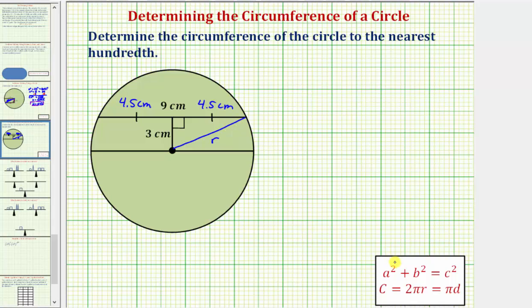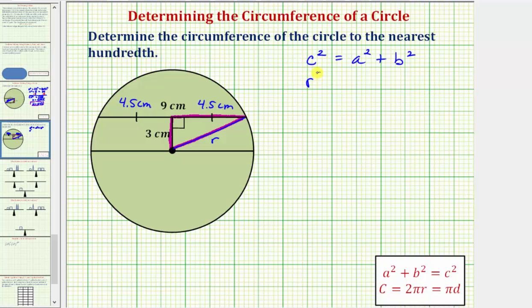Where the Pythagorean theorem is a squared plus b squared equals c squared, where a and b are the lengths of the two legs, the legs of the two sides that form the right angle, so this would be one leg, this would be the other leg, and c is the length of the hypotenuse, which is the side opposite the right angle, and also the longest side of the right triangle. So let's let a equal 3, b equal 4.5, and c equal r. And let's use the Pythagorean theorem in the form c squared equals a squared plus b squared. So again, c is the length of the hypotenuse, which is r.